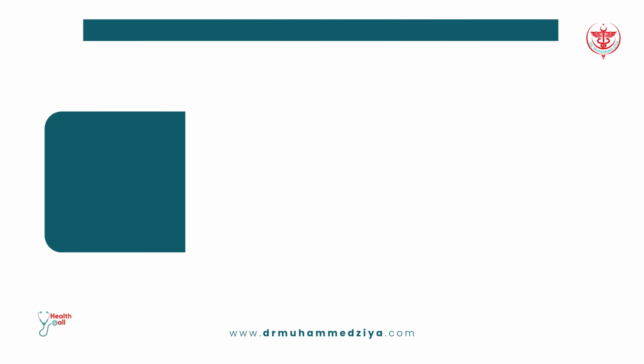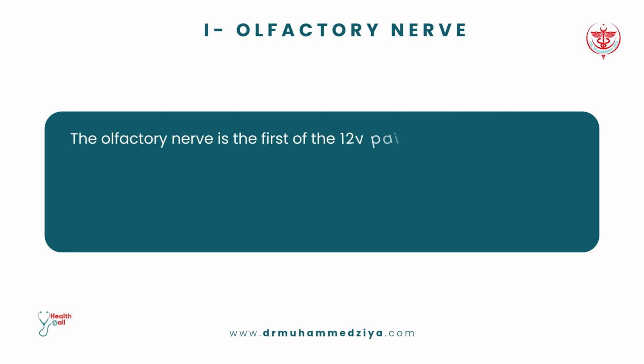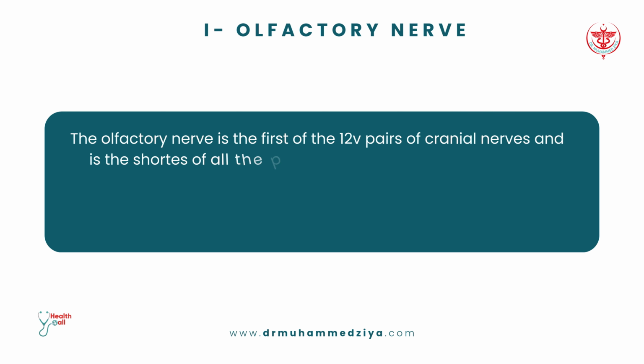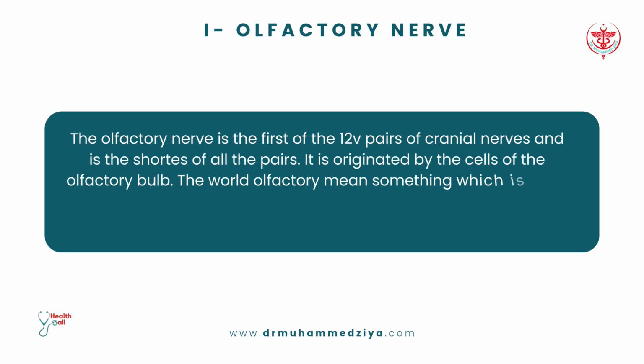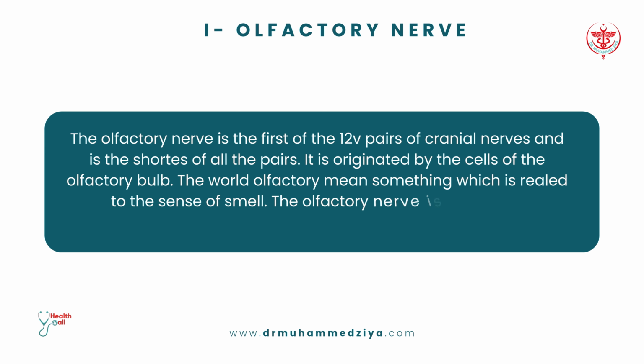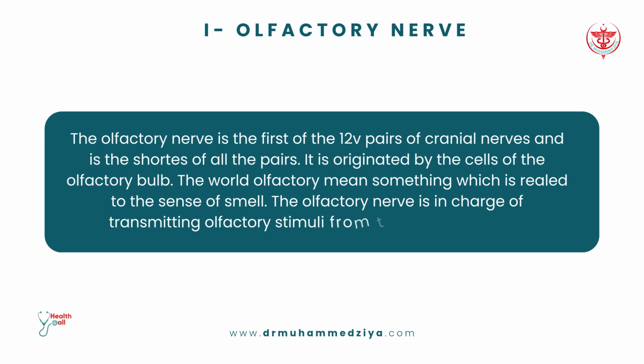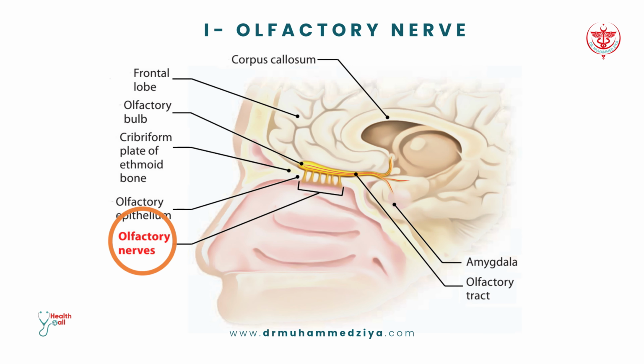1. Olfactory nerve. The olfactory nerve is the first of the 12 pairs of cranial nerves and is the shortest of all the pairs. It is originated by the cells of the olfactory bulb. The word olfactory means something which is related to the sense of smell. The olfactory nerve is in charge of transmitting olfactory stimuli from the nose to the brain.